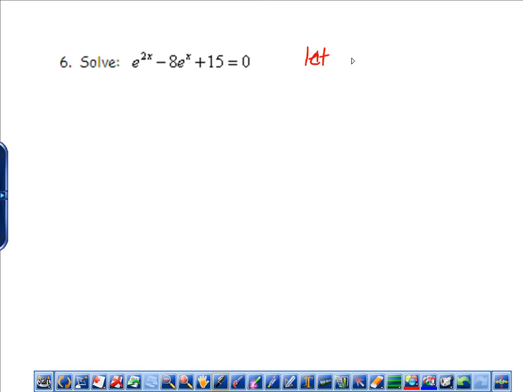So let me remind you of how to do that. You need to let u be something that's useful. Okay, that's not why we use u, but it's a nice way to remember it. Okay, if I let u be e to the power of x, then I can see that e to the 2x would be u squared, and then this would be minus 8u, then plus 15 equals 0. So now I have an easy trinomial I can factor. This is going to factor into u minus 3 and u minus 5.